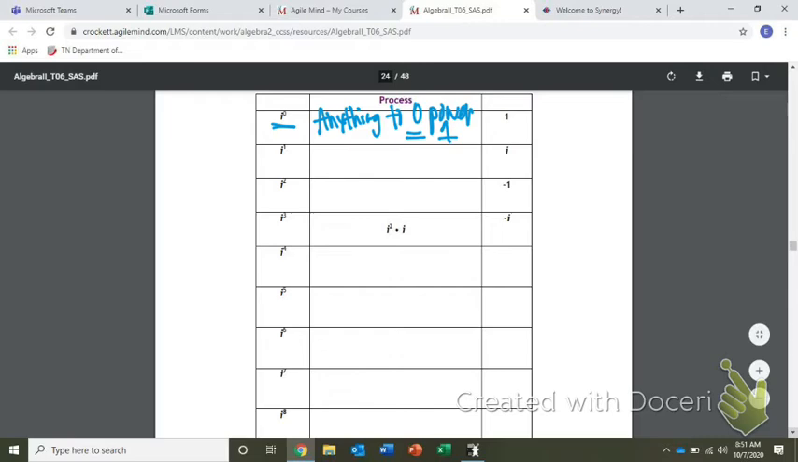Now, anything to the power of 1 is itself. So if I raise 87,000 to the power of 1, I'm going to get 87,000. So if I raise i to the power of 1, I'm just going to get what? Not 1. i. Okay? So in the second box, I want you to write anything to the 1 power equals itself.